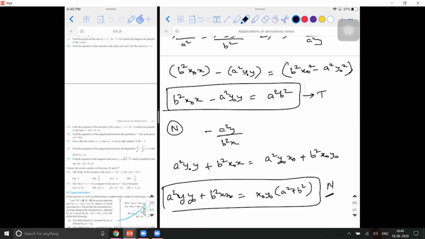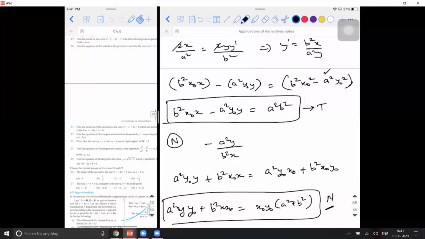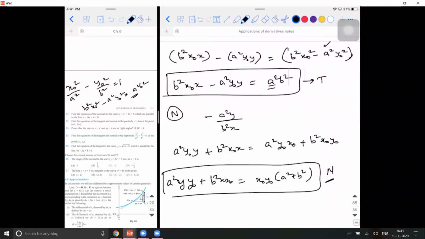I got stuck at the tangent. So did you get this equation: b square x naught x minus a square y naught y? This you got, no? So since x naught y naught is a point on the curve, you can substitute that point in the equation of the hyperbola. Then you will get x naught square by a square minus y naught square by b square is equal to 1. So b square x naught square minus a square y naught square will be equal to a square b square. That is why I replaced it with a square b square. But you can't do it with the normal because you have a plus in between.